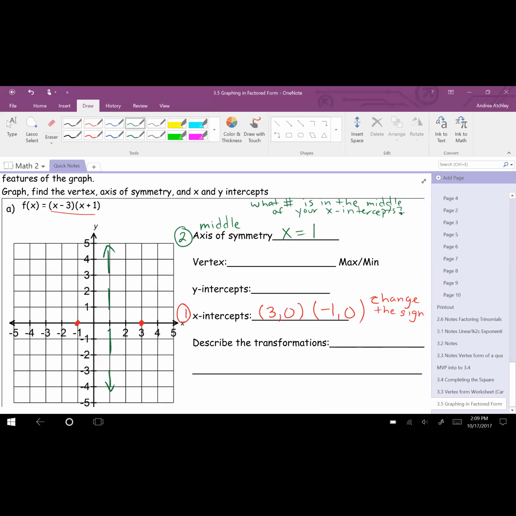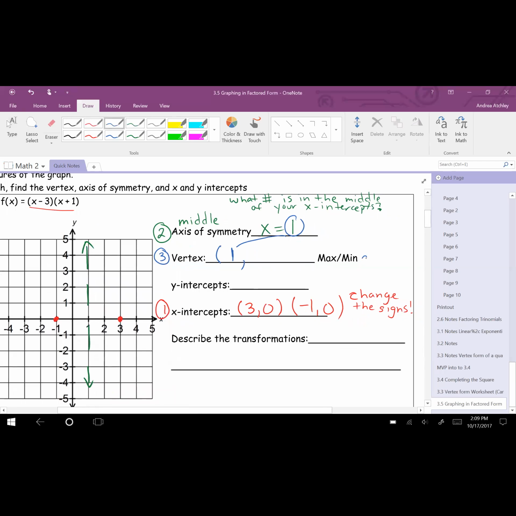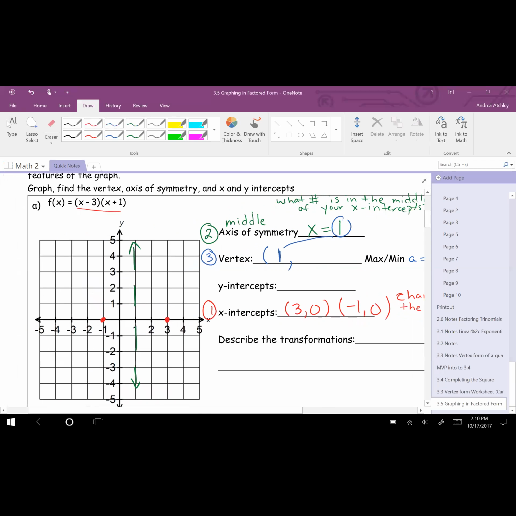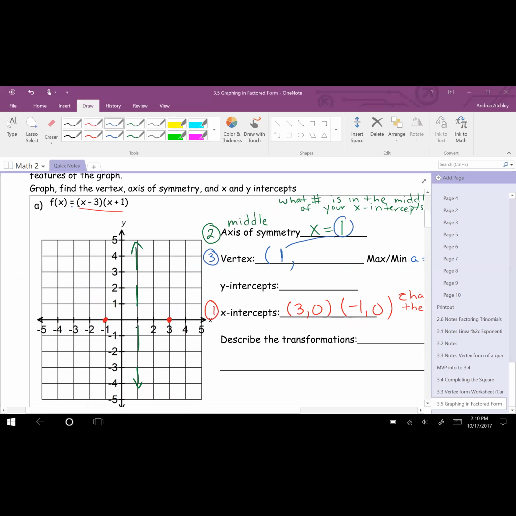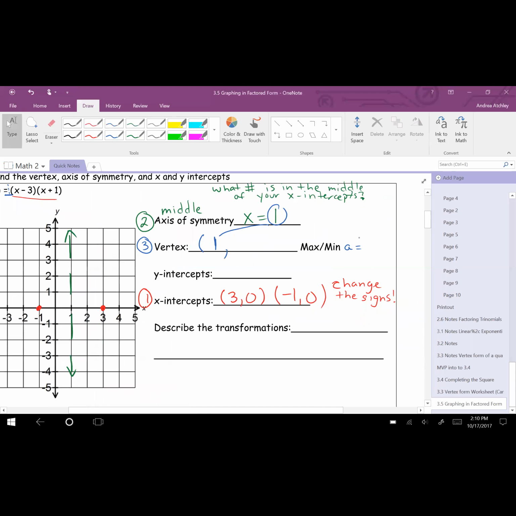So once we find that, our next thing we're going to do is find the vertex. That's step 3. And remember that 1 from the axis of symmetry is your x value of your vertex. Now to find what the y value is, you're going to remember the A and our pattern of graphing. Remember your A value is the number right in front, your GCF, if you have it in factored form. So here, there's not a number there, so our A value is 1.